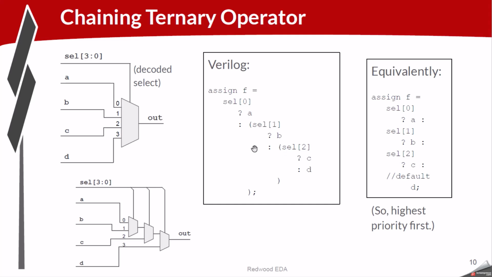But in my Verilog expression, if my select 0 is asserted, then I'm going to select A. Otherwise, I'm going to select amongst the others. If select 1 is asserted, select B, and so on. And by default, I'll get D, regardless of the select 3. I'm not actually looking at select 3. That D just becomes my default.